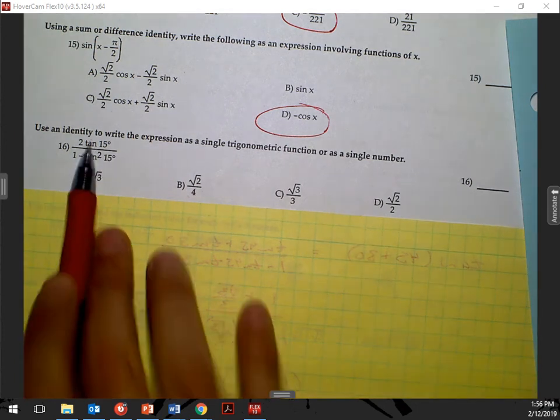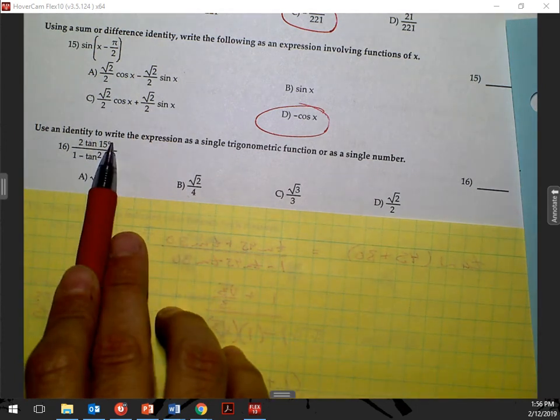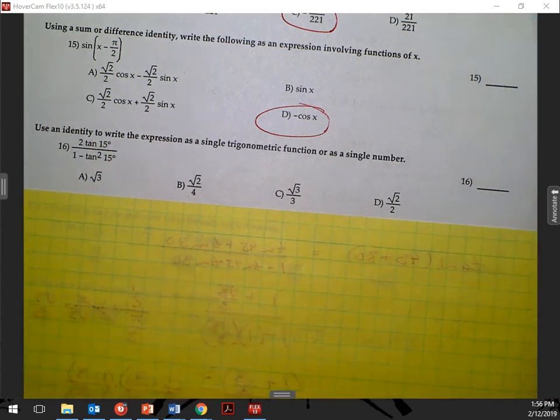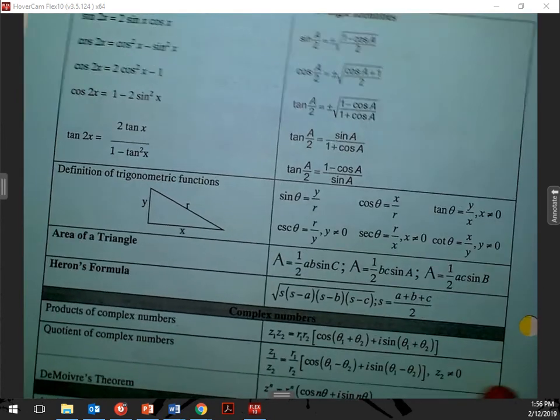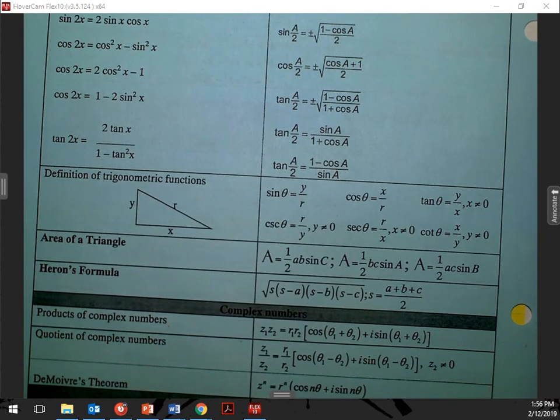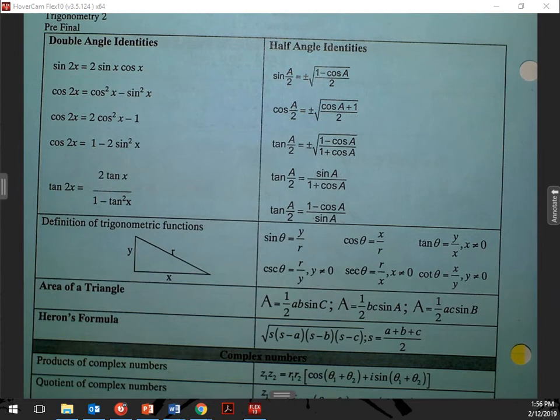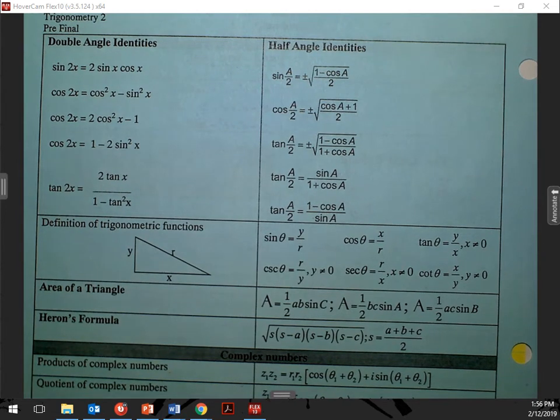Now, use an identity to rewrite this. Which formula is this? 2 tan 15 over 1 minus tan squared 15. All right, it's going to be one of these back here. Which one? Let's just try to get some identity, right? It's a half angle identity. No, it's not. It's a double angle identity. Is it the double? Yes. It's a double angle, isn't it? Oh yeah. And that matches the double angle identity, doesn't it? Yes, the one at the bottom.